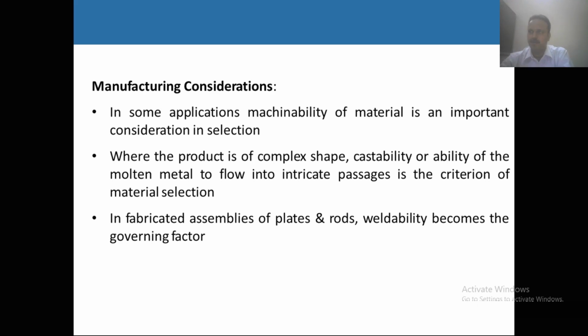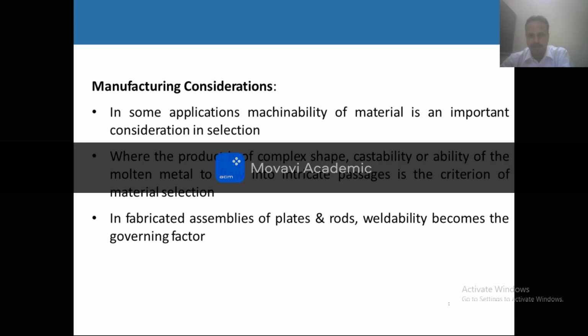Manufacturing conditions: you cannot choose a material which has a very difficult method or very difficult process of getting it manufactured or getting it machined on different surfaces.